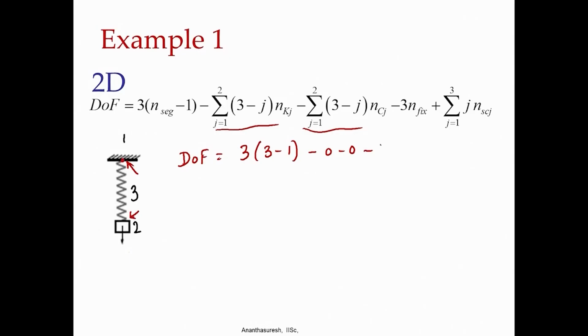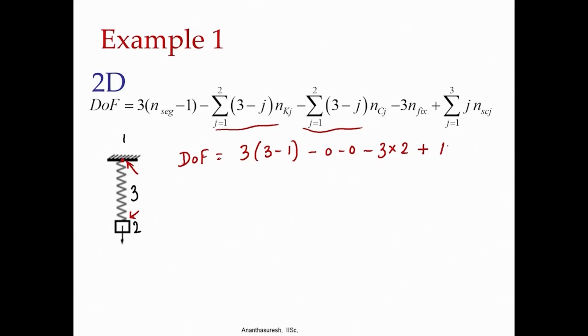So, what we get is 3 into 2, and then we have this segment compliant. Let us understand, if you take a spring, what is the possible deformation for it? It can extend and contract. We do not normally use springs to bend them. So, I can take this as j equal to 1.